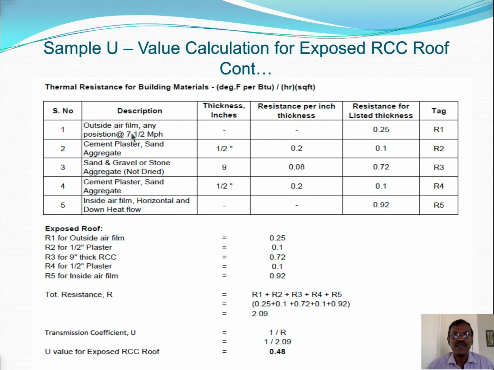Here, like the wall, the outside air film resistance is the same 0.25, plastering remains the same, and for RCC, per inch thickness is 0.08, so 9-inch thickness will come to 0.72. Inside air film resistance, because of the heat flow pattern, horizontal downward, is changed to 0.92. The total resistance works out to 2.09, and U is 1 by R, 1 by 2.09, which is equal to 0.48.